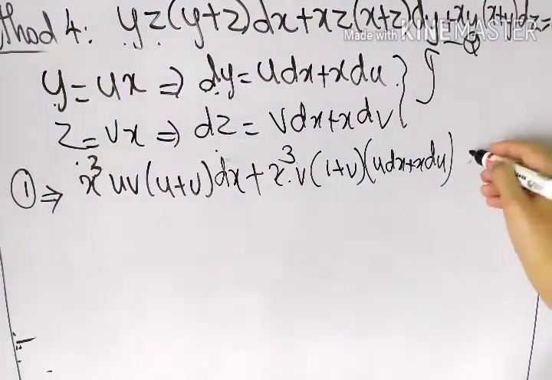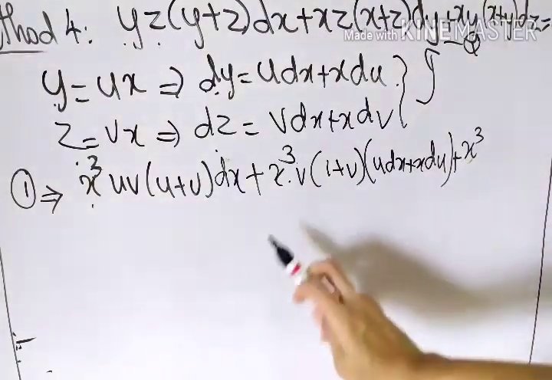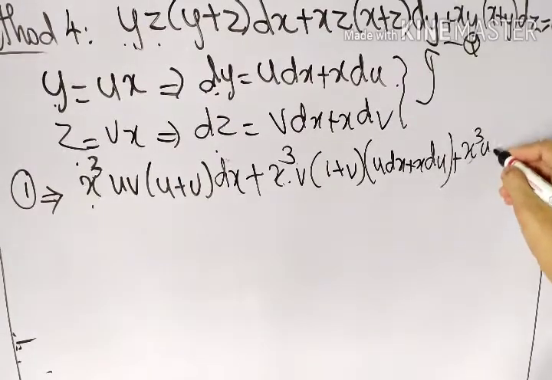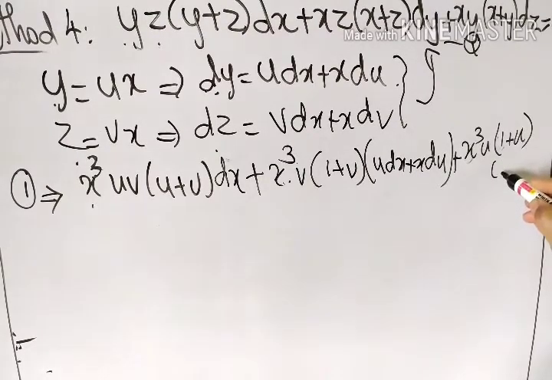Now coming to the third term, again I'll be having an x cube, because you can see the pattern over here: I'm having x cube here, so definitely I'm going to have an x cube over there, and instead of y I'll be having a u, because that x would have already gone to x cube. Then 1 plus u, into, instead of dz I'll be having v dx plus x dv, equal to 0. Okay, so much for the substitutions.